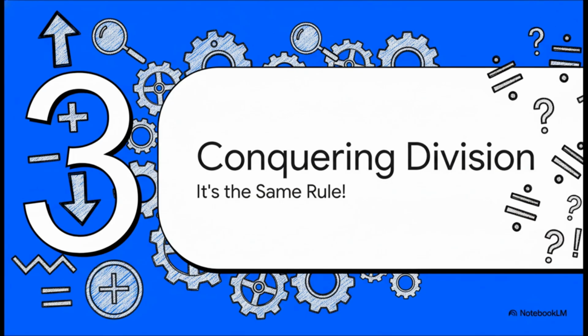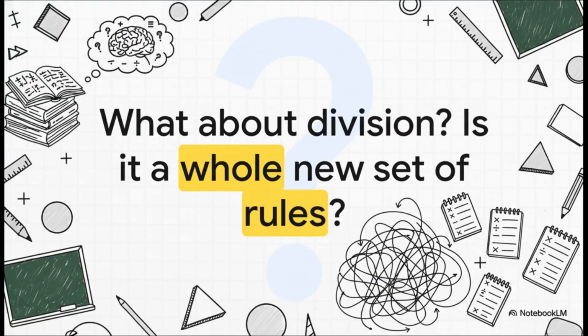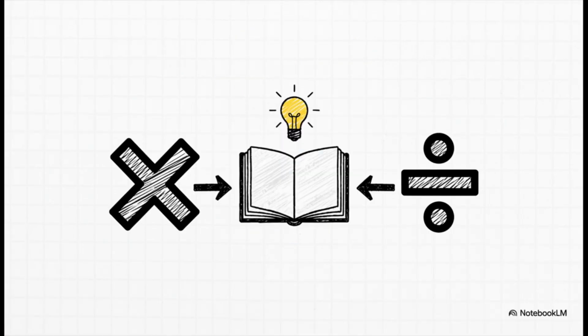So, what about division? Are you bracing for a whole new set of confusing rules to learn? I mean, do we need a completely different cheat sheet for this? Do we have to memorize a bunch of new stuff? No way! And this is the best part. The exact same rule we just used for multiplication applies perfectly to division. Same signs, you get a positive answer. Different signs, you get a negative answer. You already know how to do this.